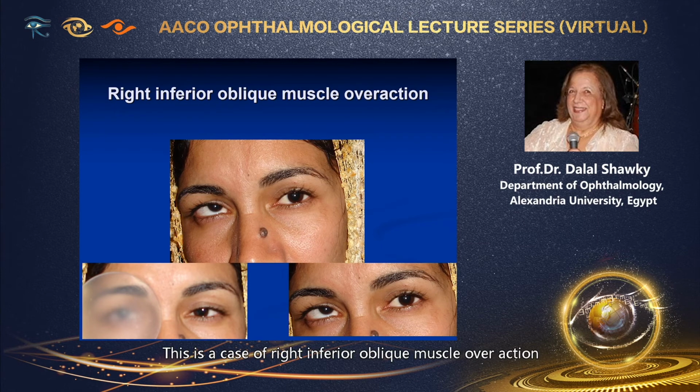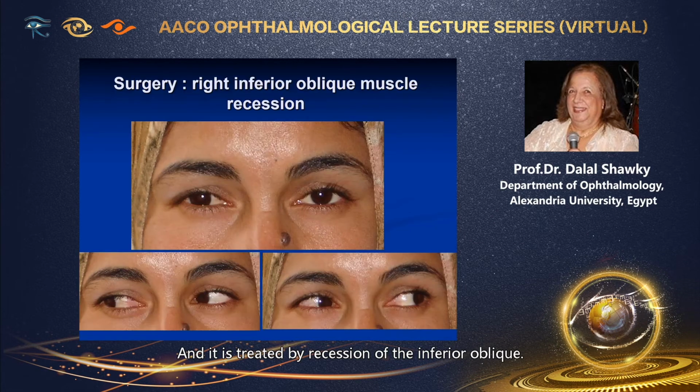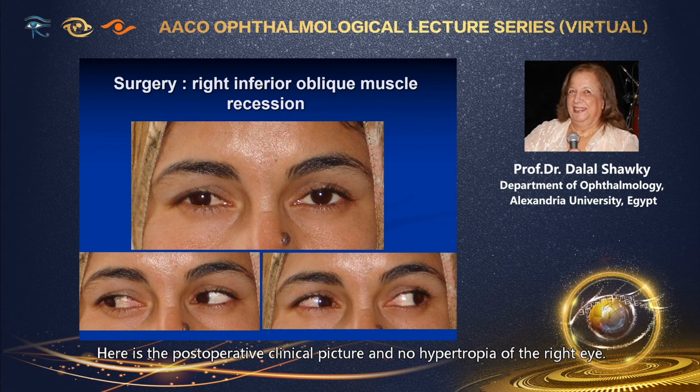This is a case of right inferior oblique muscle overaction, and it is treated by recession of the inferior oblique. And here is the post-operative clinical picture, with no hypertropia of the right eye.